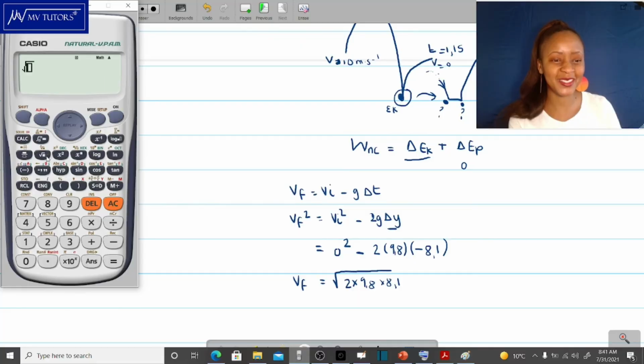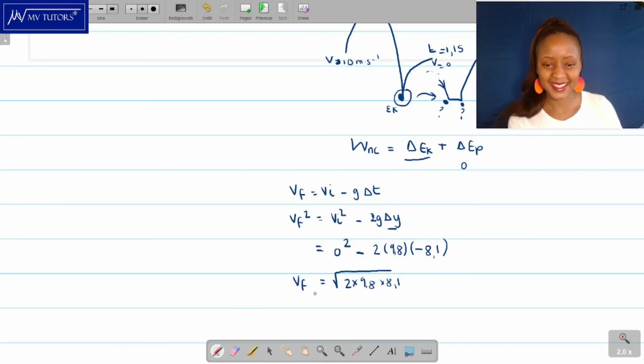Okay, and then you're gonna work it out. So we have 2 times 9,8 times 8,1. All right, and then we have 12,6. Nice. It's a nice number, not much to round off. So 12,6 meters per second.